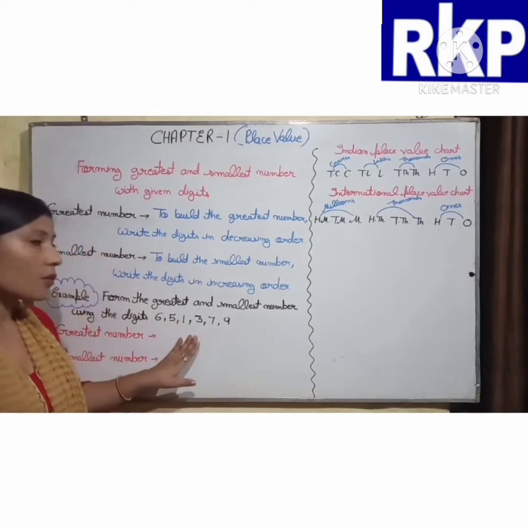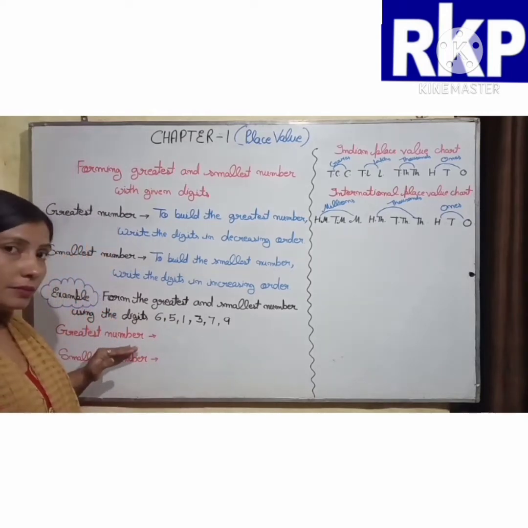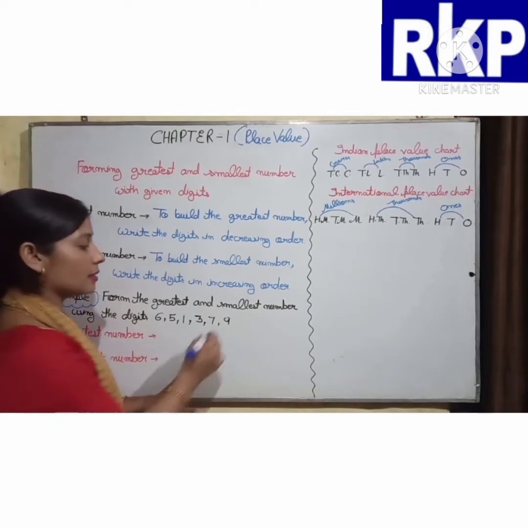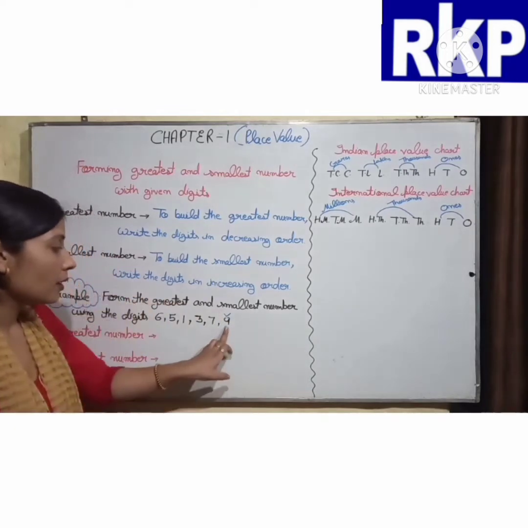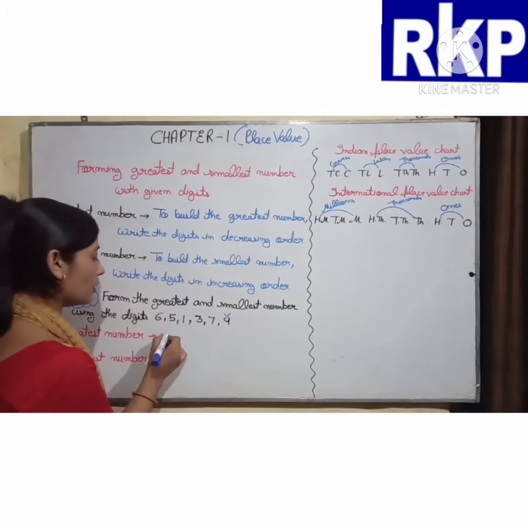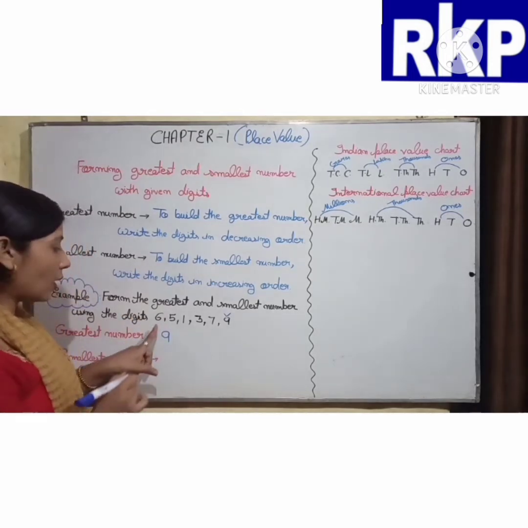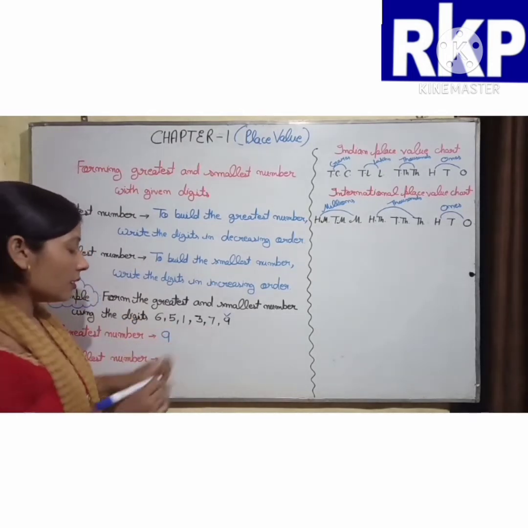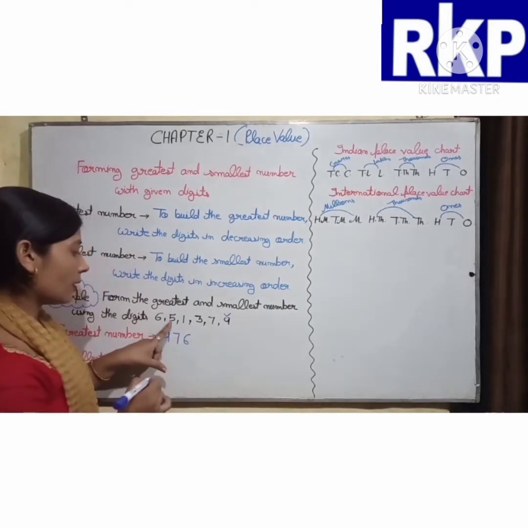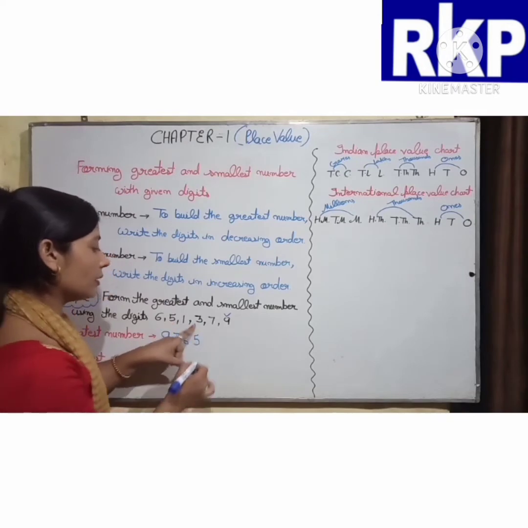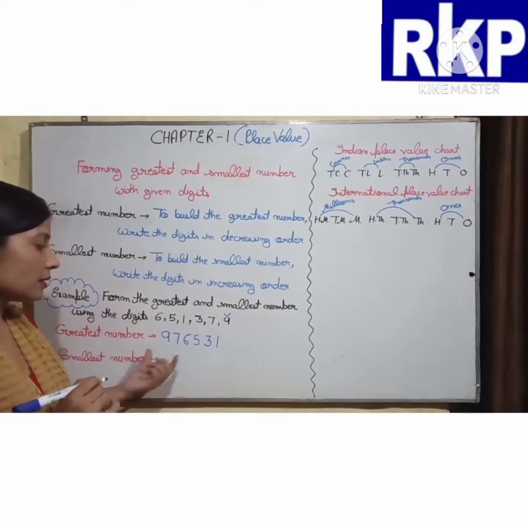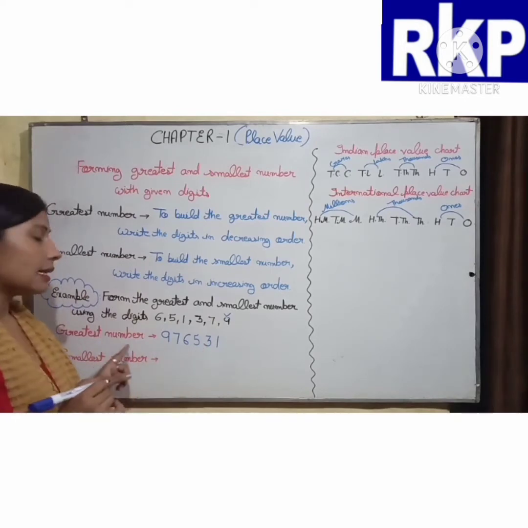Now beta, let us see how we can write the greatest number. To write the greatest number, we need to write the greatest digit first of all. So here 9 is the greatest digit. So first we have to write 9. Now here we can see 7 is greater. Next is 6. Next is 5. Then 3. And then 1. Like this we have to write the greatest number.